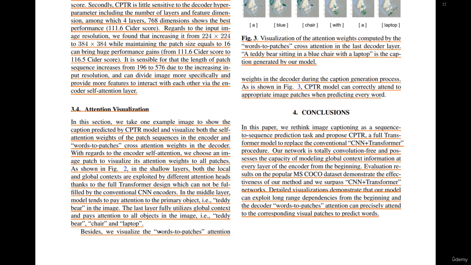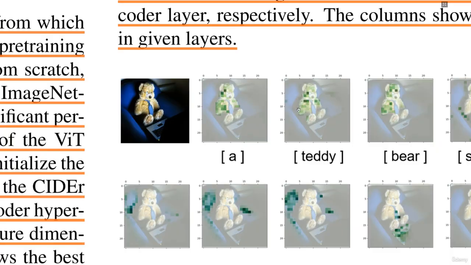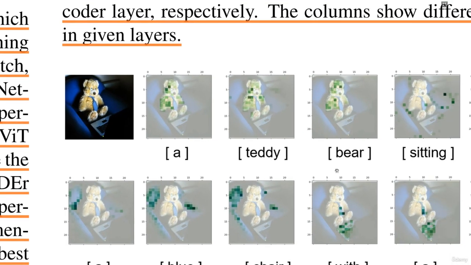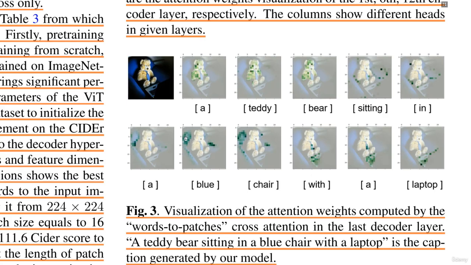Then also visualizing the word-to-patches attention, that's attention between the image and the words. We'll see how when generating the word teddy, for example, it pays much attention to the position where we have this teddy bear. Now for the bear, similar. Sitting now pays more attention to the chair. For the blue, it pays more attention to the chair itself, and then laptop, more attention to the laptop. So this kind of visualization shows exactly what's going on under the hood.